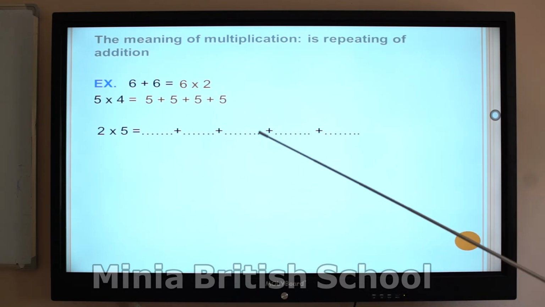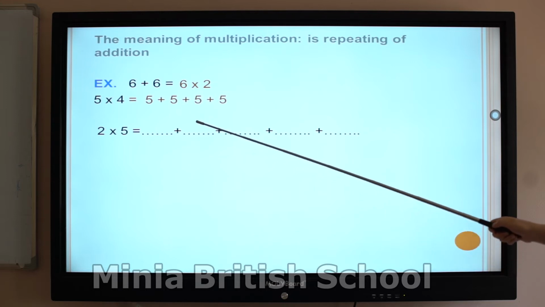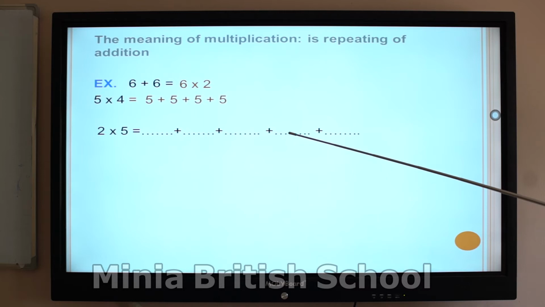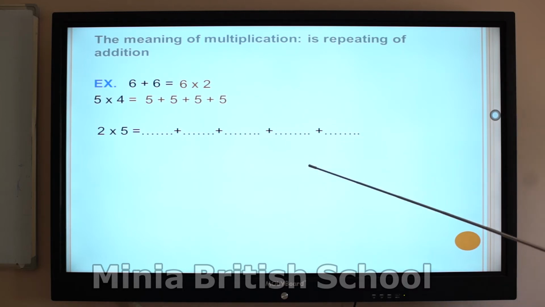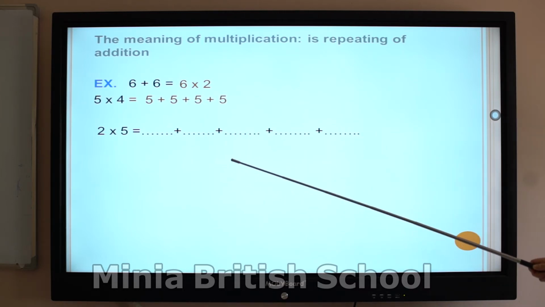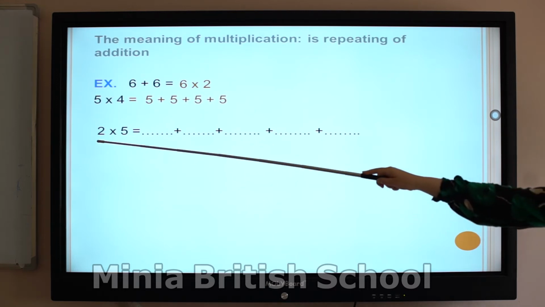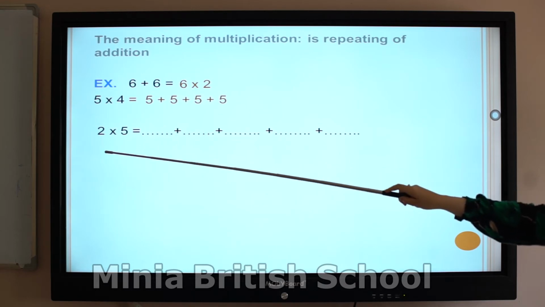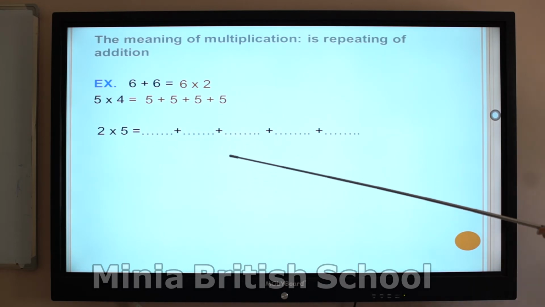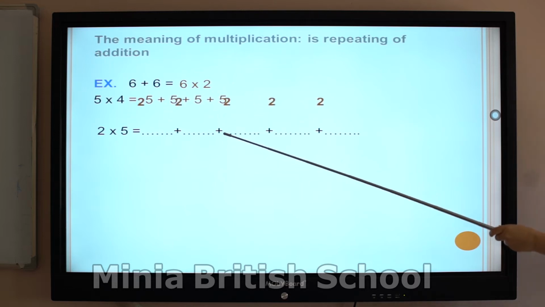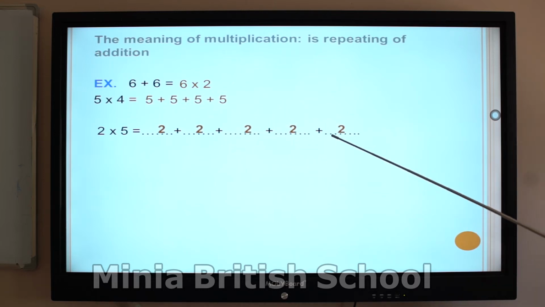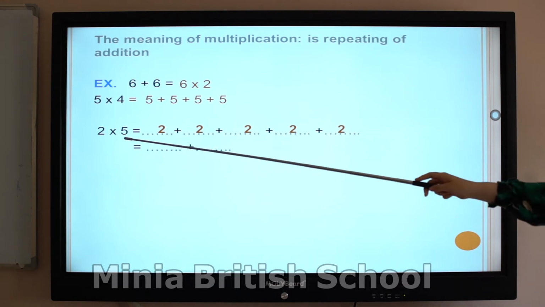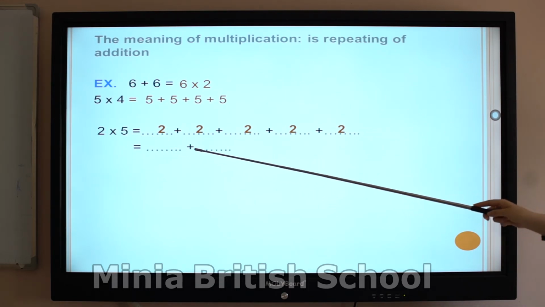Okay, complete here. 2 times 5. First you have to count how many spaces. 1, 2, 3, 4, and 5. So here I have a number, it's repeated 5 times. Where is the number repeated 5 times? It's 2. I repeated 2 5 times, so the result is 2 plus 2 plus 2 plus 2 plus 2.